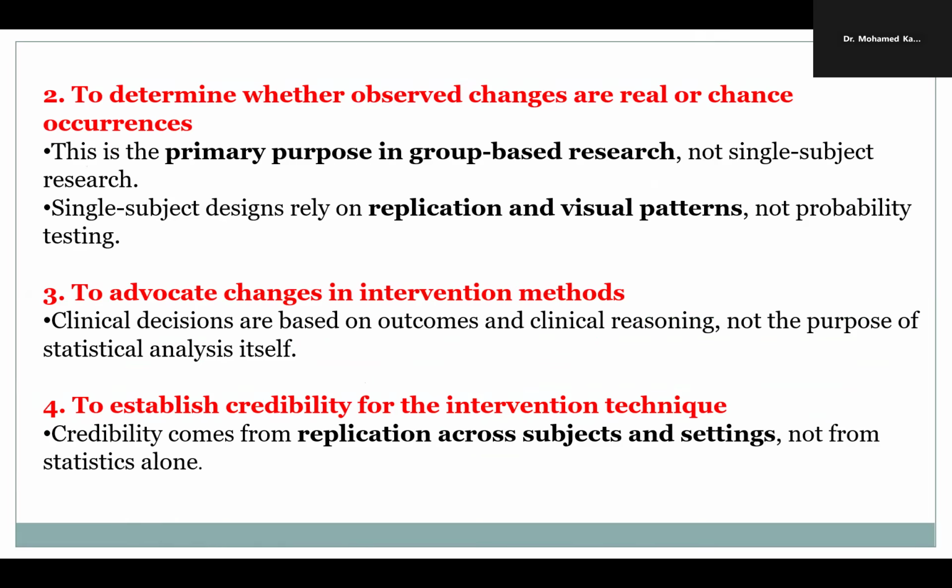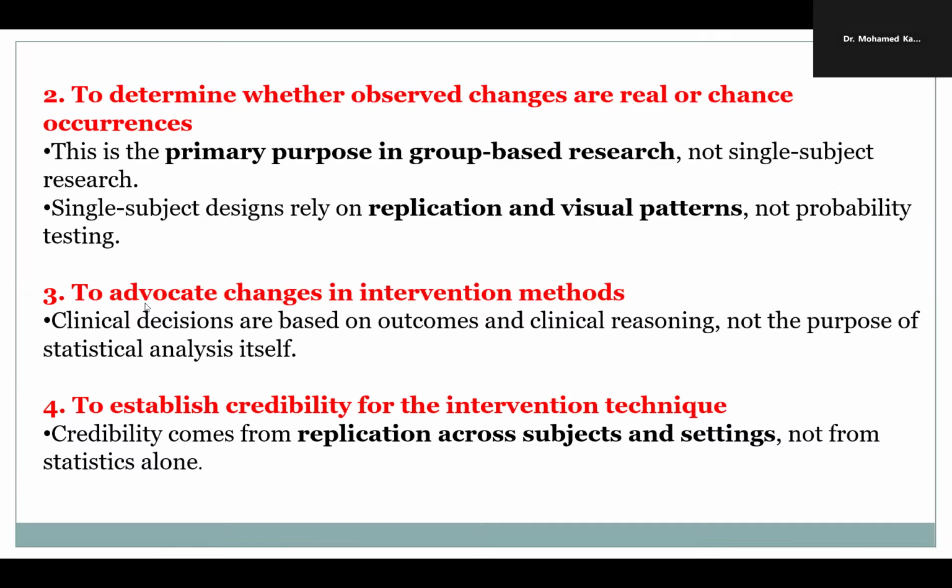How about the incorrect options? To determine whether observations are real or chance occurrence? No, this is a primary purpose in group-based research. We cannot make this conclusion from a single subject research. Single subject design relies only on replication and visual pattern, not probability testing. We cannot assume or guess any information depending on a single subject study.